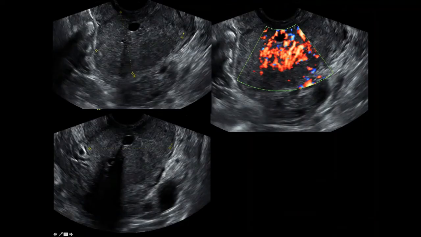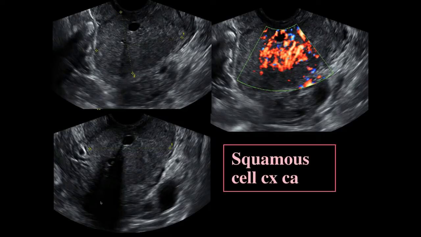Okay, this was a very ugly looking mass. This filled the vagina, lots of color, clearly malignant, but actually emanating from the cervix. Now, things that arise in the cervix can actually fill the vagina, so when you're looking at a vaginal mass, you have to consider that it could come from the cervix. This was a squamous cell carcinoma of the cervix.